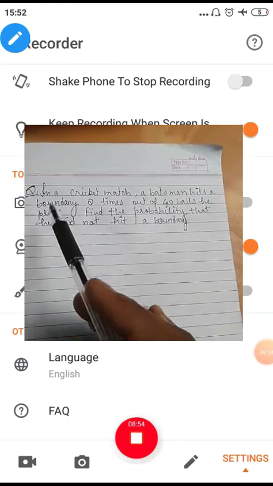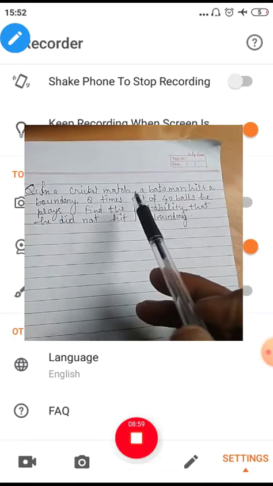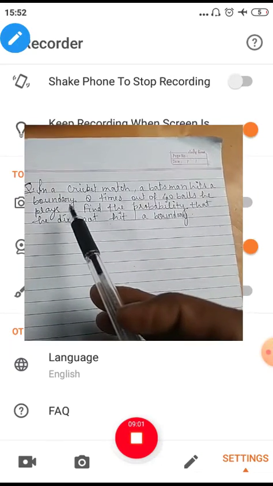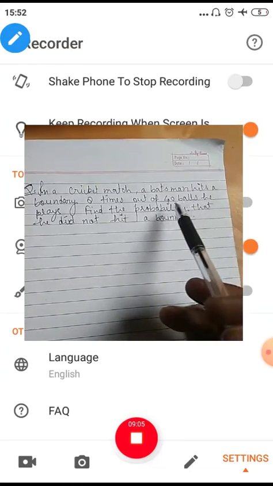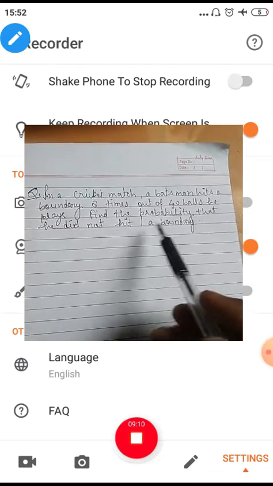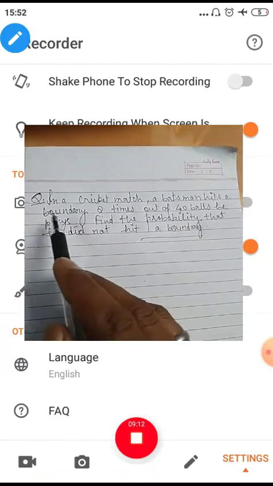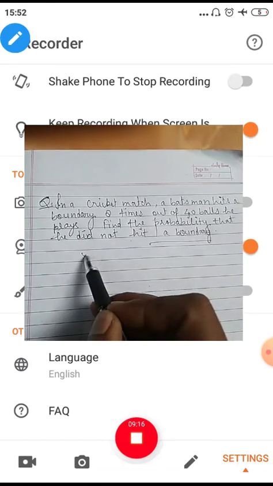Okay, I have a question again for you. In a cricket match, a batsman hit a boundary 8 times out of 40 balls he plays. Find the probability that he did not hit a boundary. Okay. How many times does he hit a boundary? 8 times.